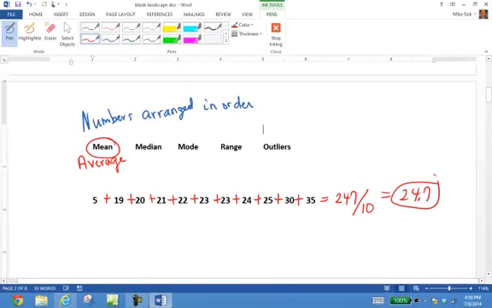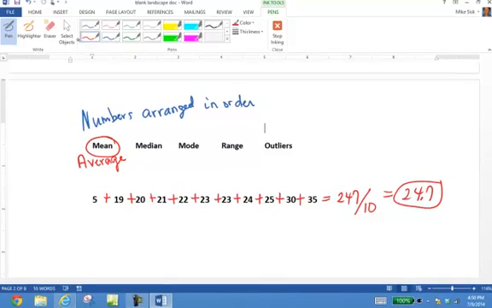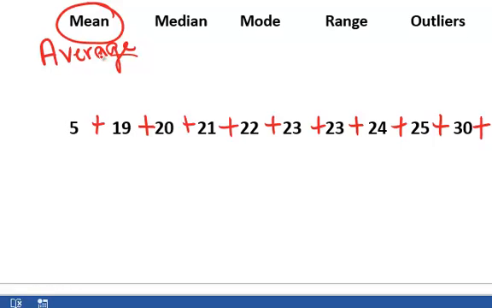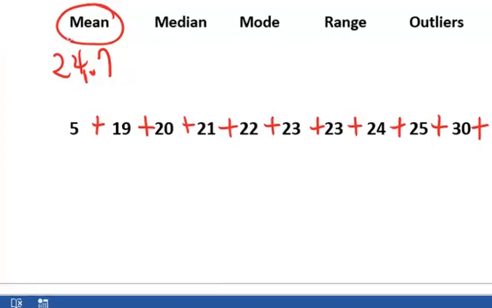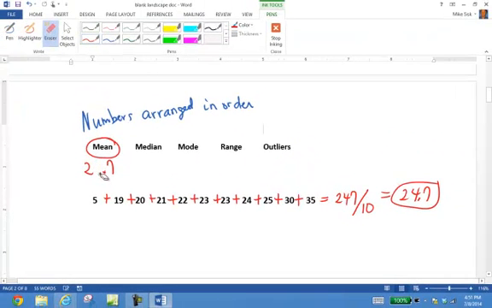Do not round off. I've said that a lot with my math students, so I'll say this on the video as well. So the mean or the average in this particular case is going to be 24.7. The mean does not have to be a number that's contained in the list. So the answer is 24.7 when this math is done.